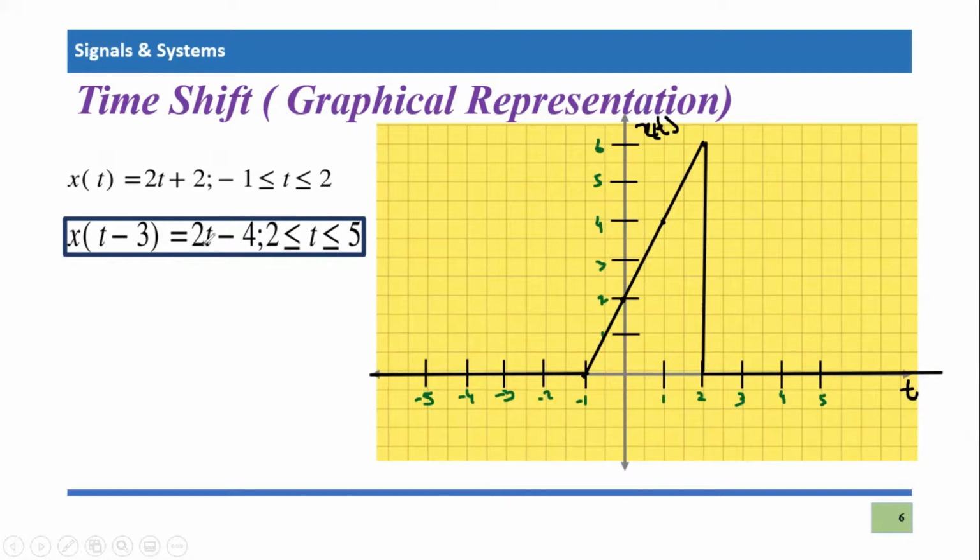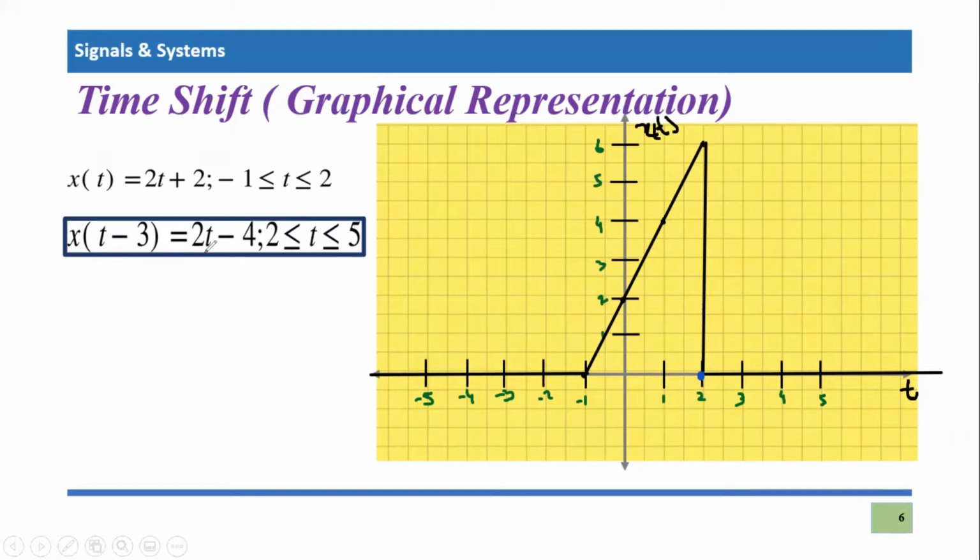If I plot this signal, the first value would be what? 2. So 2 into 2 would become 4. 4 minus 4 would become 0. So at this point, this signal will be 0. At 2, its value will be 0. Similarly, if I put 3, the next interval, I'm taking random values in between.